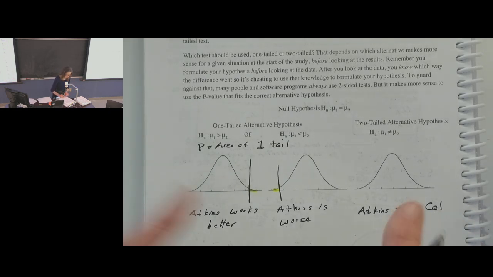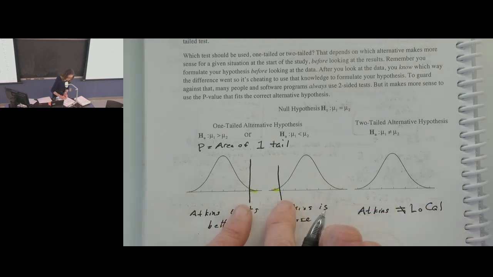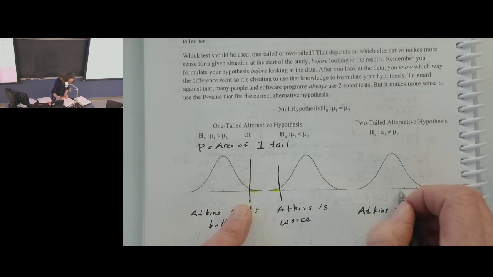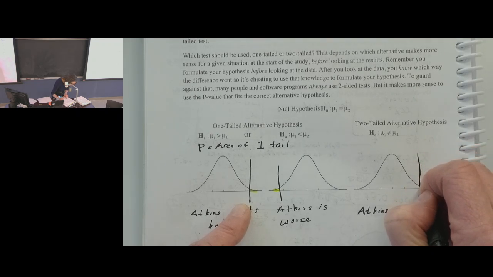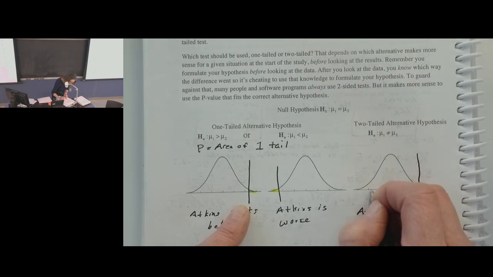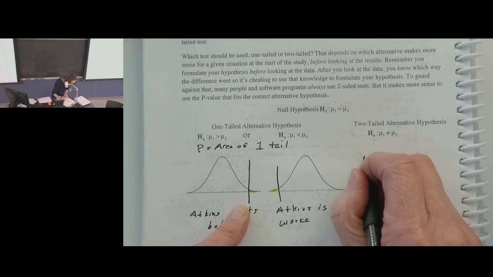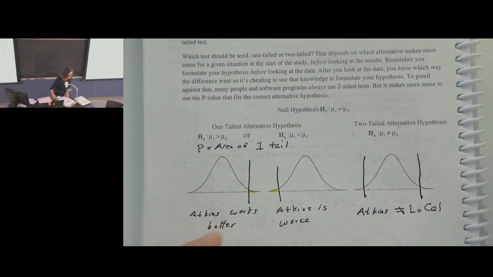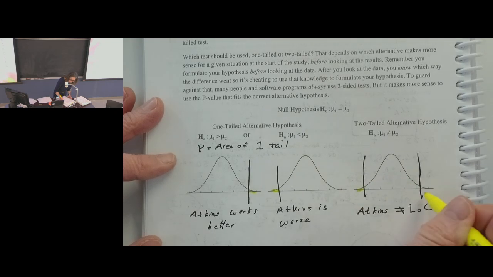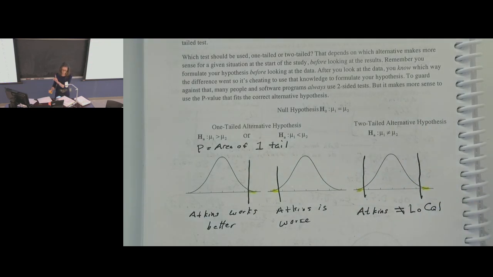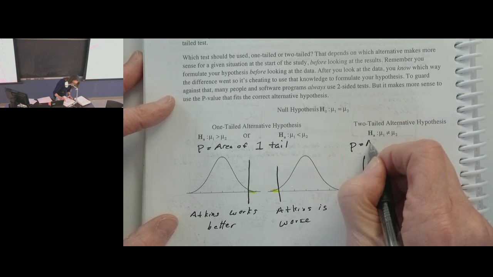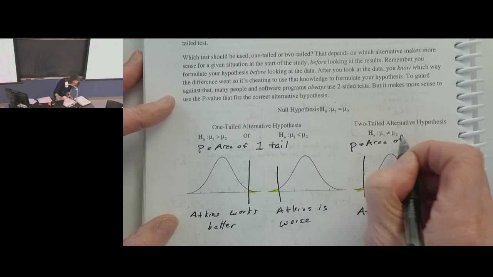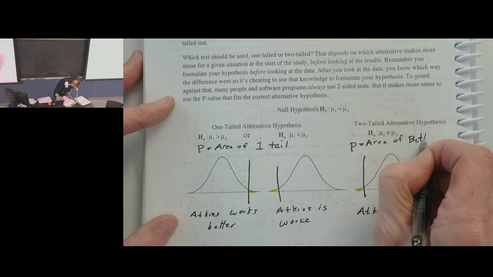Then you're going to get the same exact z, but now instead of just doing the one tail, you have to do the two tails. So it's just double: you get the area of both tails. So you get double the p-value. So p is equal to the area of both tails, two tails.